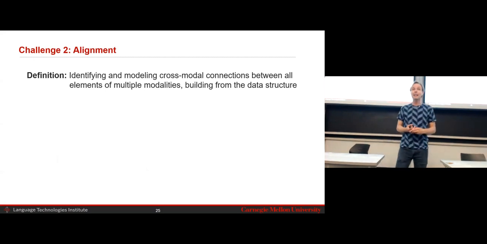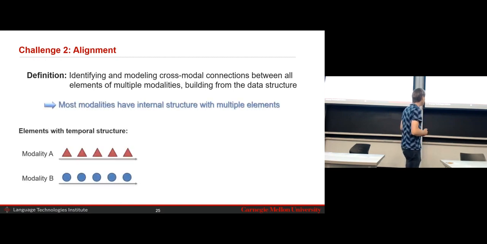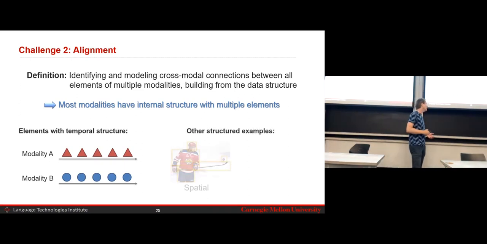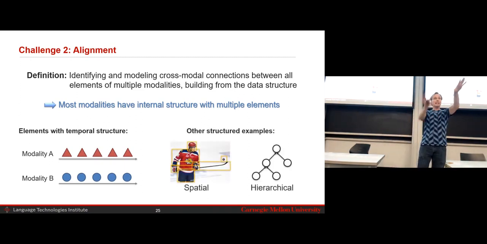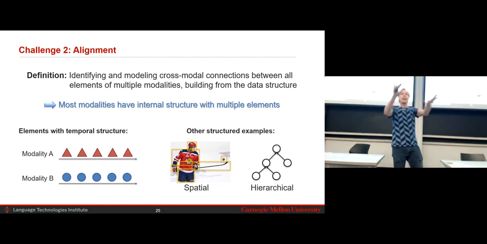Then the second one is alignment. This is the idea that modalities have structure. There is a sequence, and in fact images have objects that are structurally related to each other. It could be hierarchical. So there, the alignment is twofold.